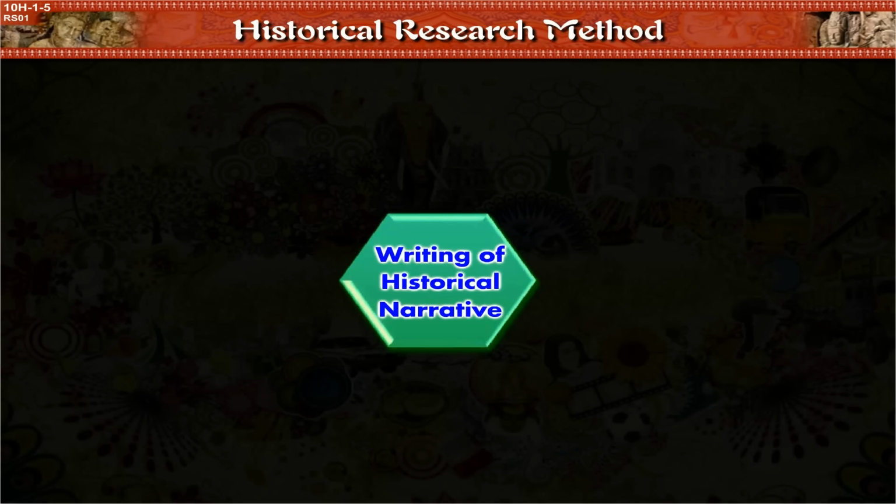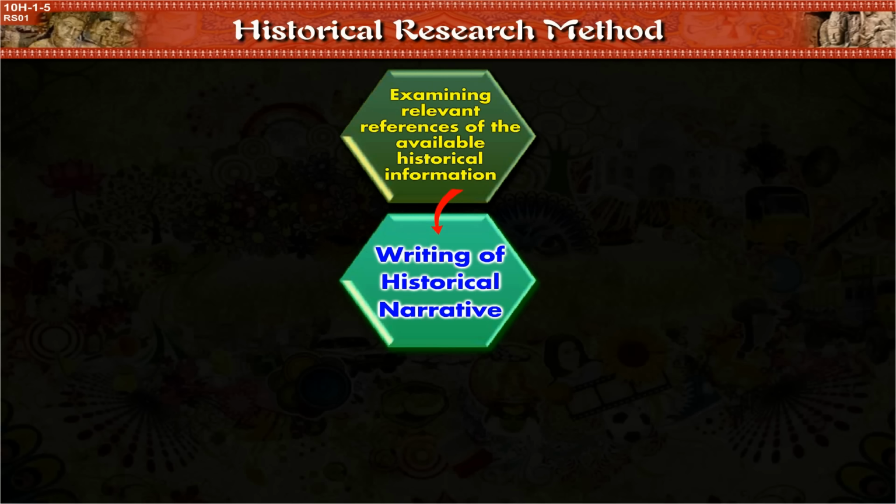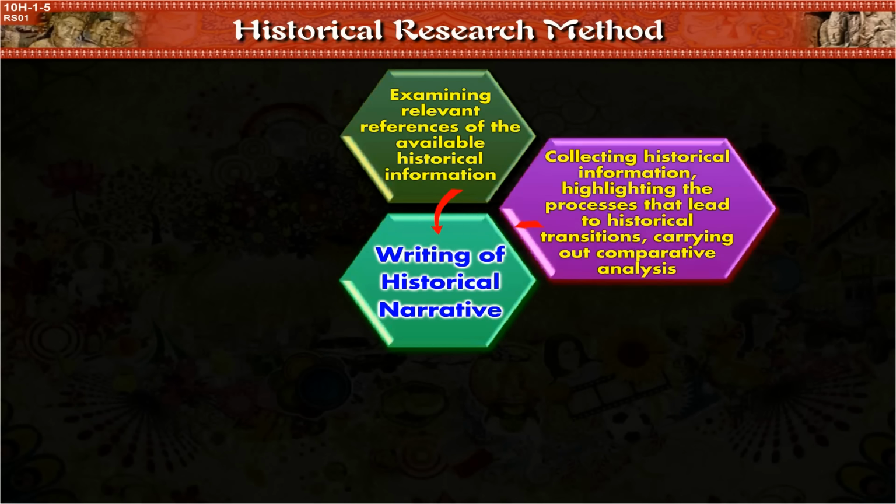Historical research method. Writing of historical narrative. Examining relevant references of the available historical information. Collecting historical information, highlighting the processes that lead to historical transitions, carrying out comparative analysis.